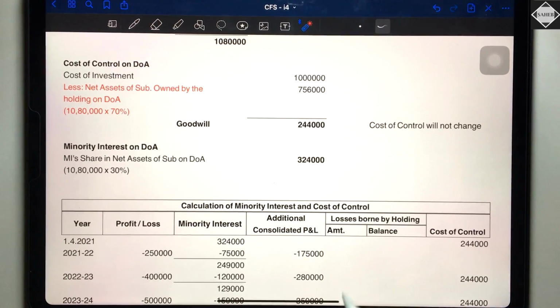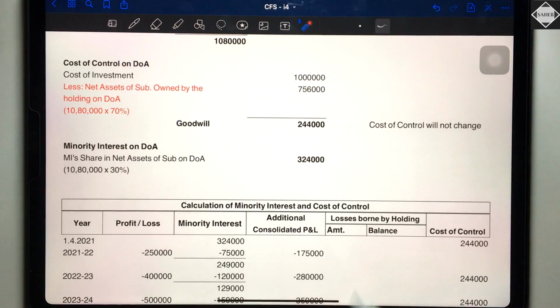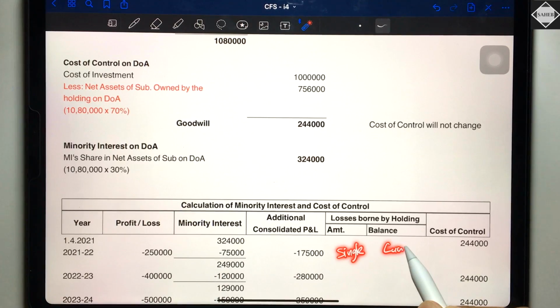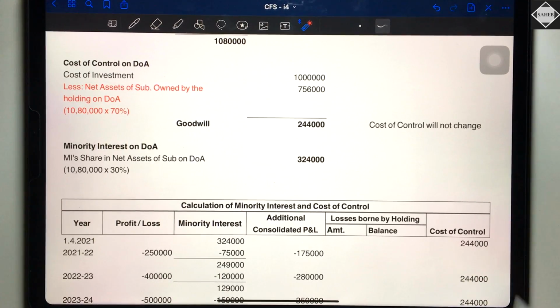One is a single amount column. Year by year, how much losses we are making, you will take over here as single. And then this is the cumulative column. You will go on adding over here. You will see how it will be done. Don't worry. And then here, cost of control. You already know. Let's start.